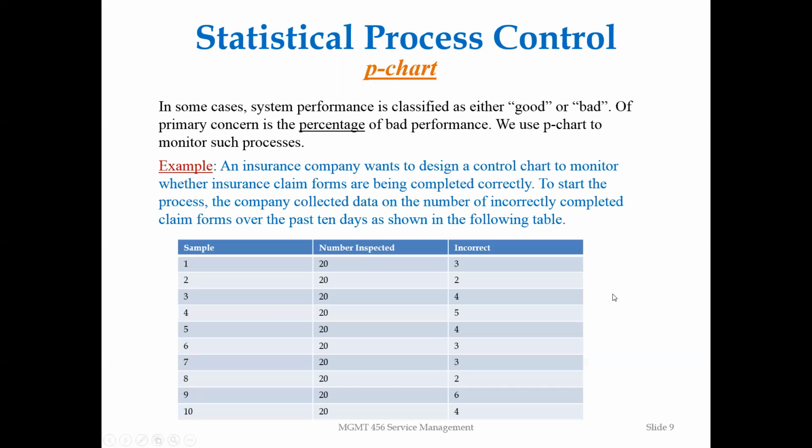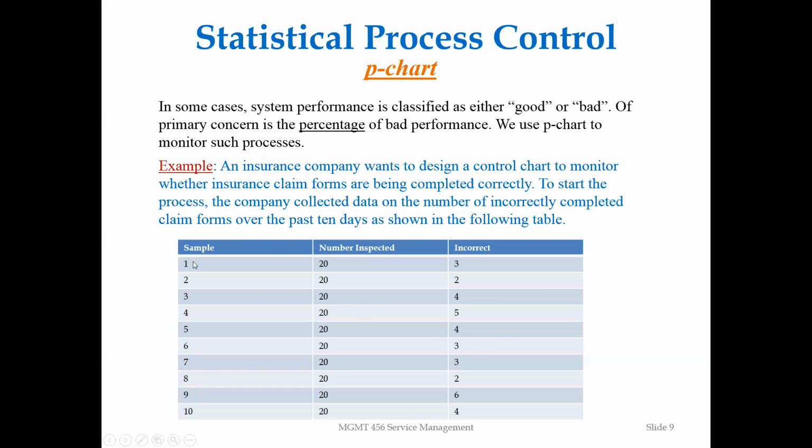Here's one example. It's about an insurance company. The insurance company wants to design a control chart to monitor the process. They want to know how many claim forms are being processed correctly or incorrectly. To start, the company collected data on the number of incorrectly completed claim forms over the past 10 days, as shown in the following table.